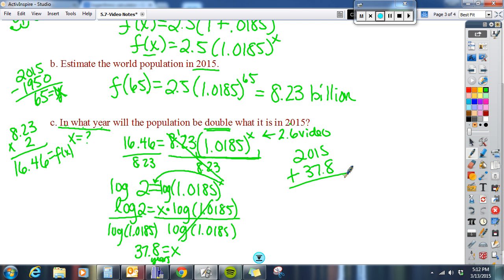Okay, and so when you add that, you get 2052.8. And so in what year? Well, that's in the year 2052, right? Because this is somewhere in that year. It doesn't ask for a month or anything specific like that.